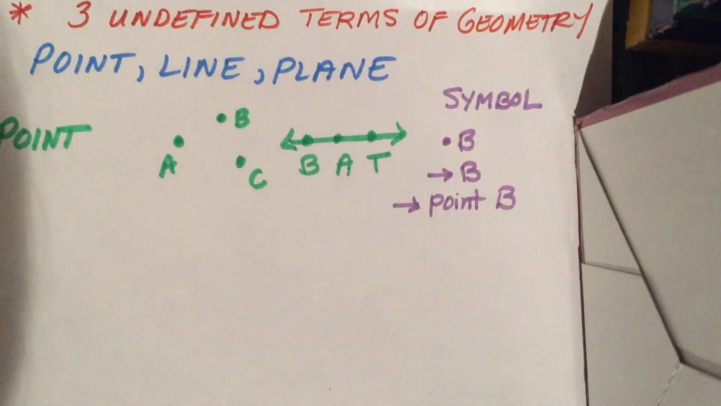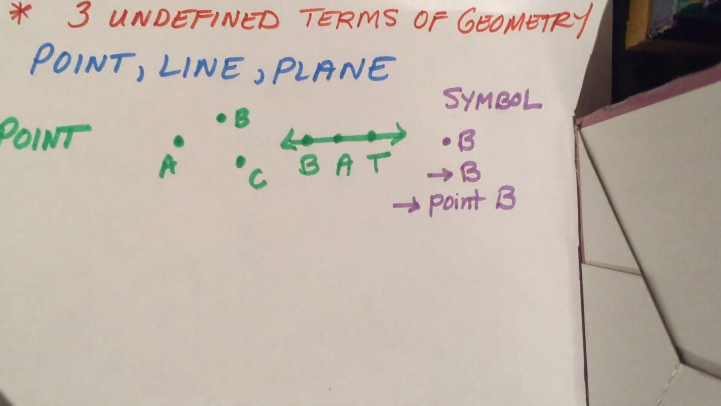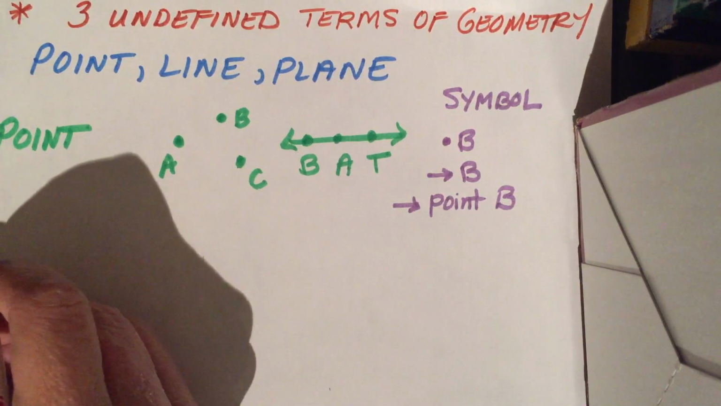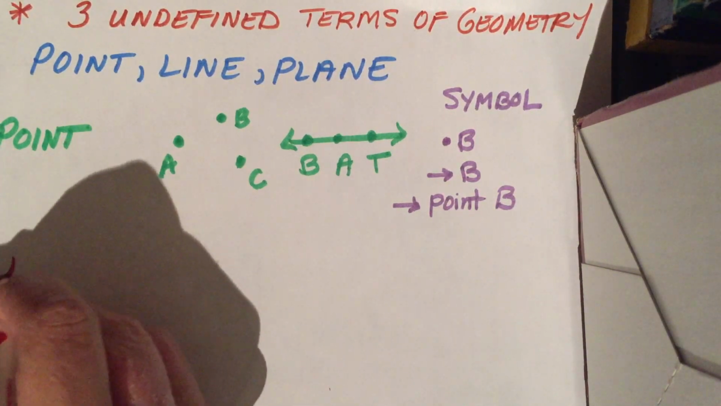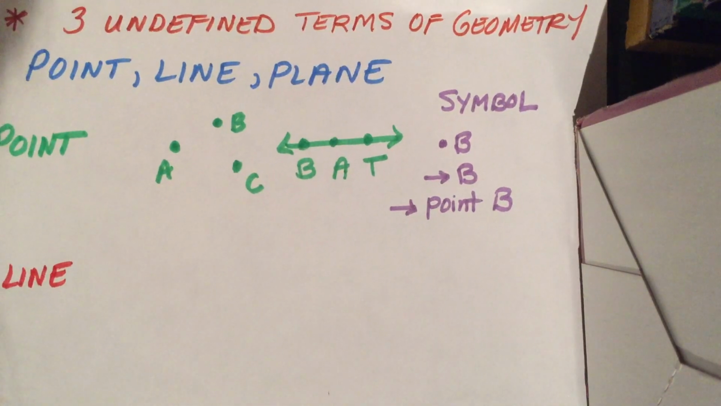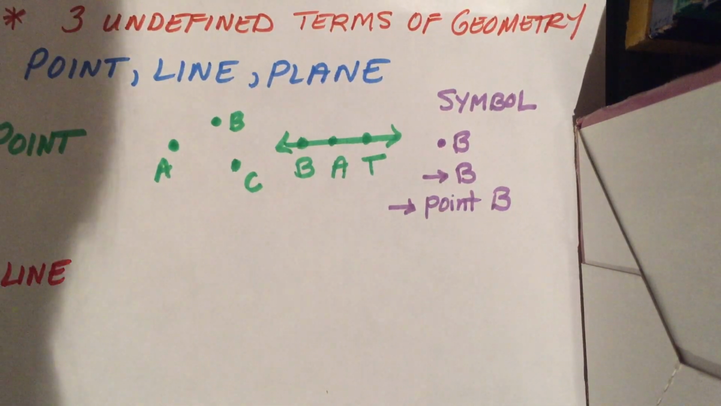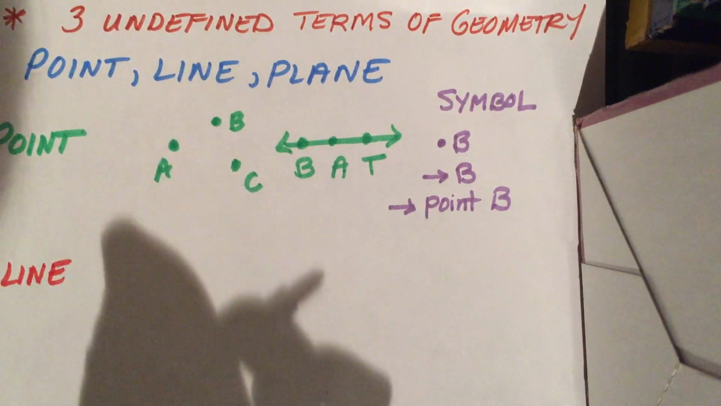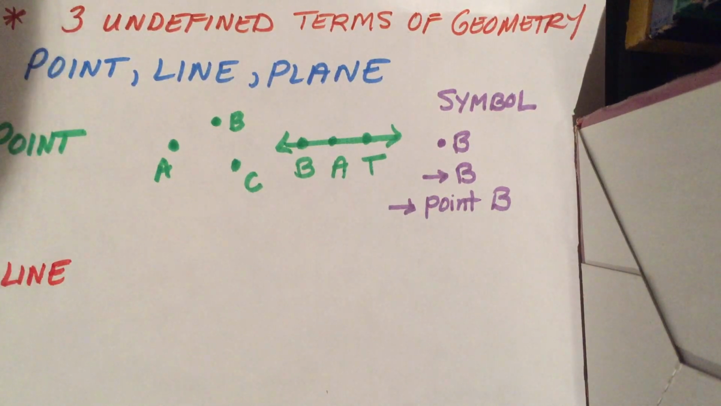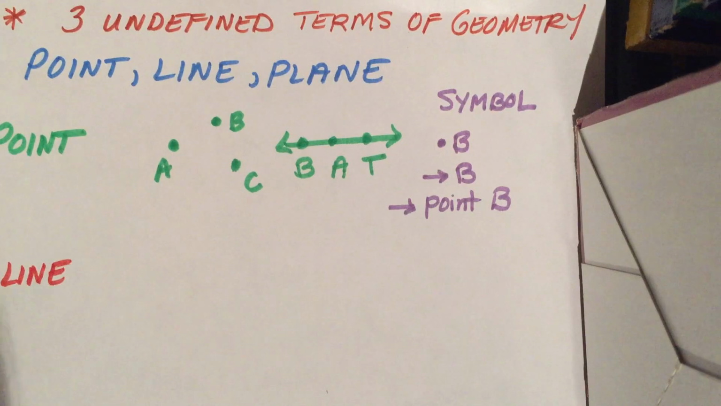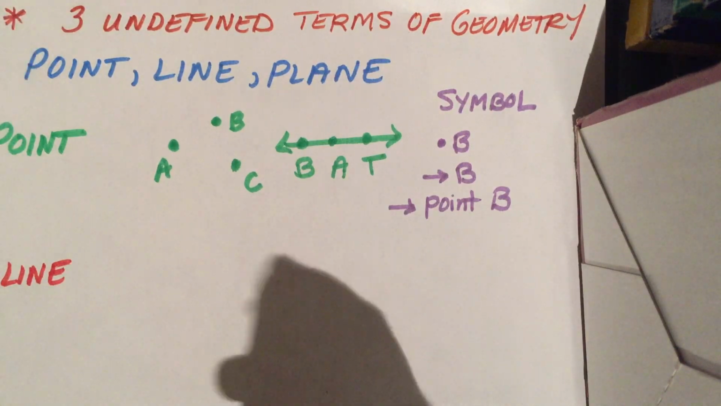Okay, now that we've done point, let's do line. So our second object is going to be a line. Now a line is something that extends infinitely in two directions, but it has no thickness. You cannot measure a line because it does not have any thickness. It is not two-dimensional, it is one-dimensional. And it extends infinitely in both directions, which means we cannot take a ruler and measure a line.